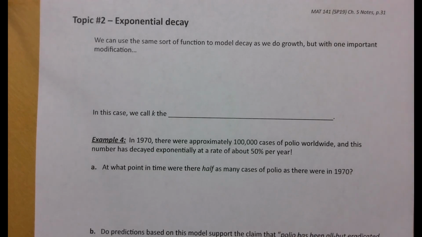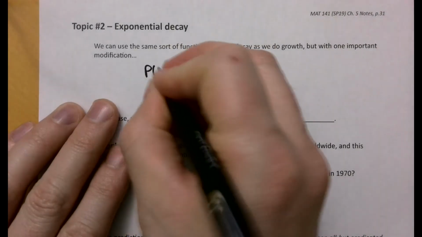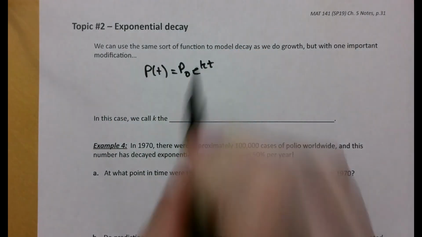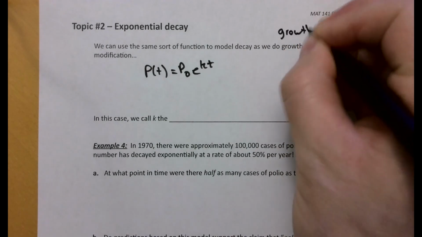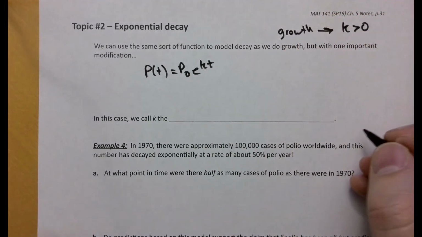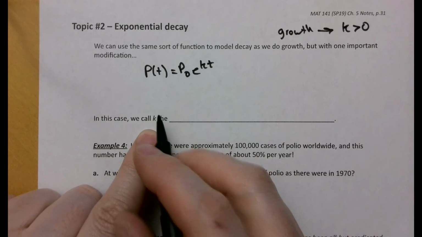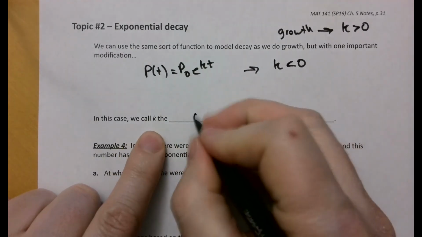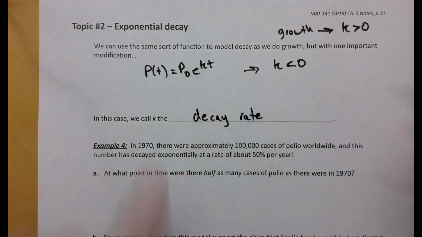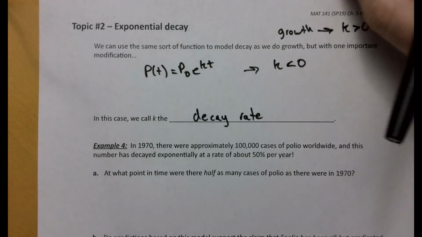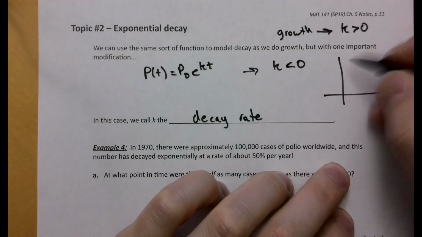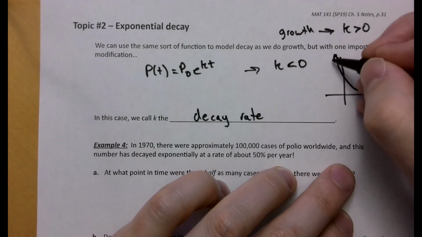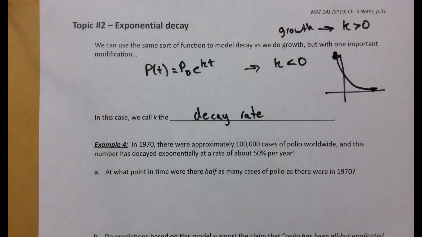So we can use the same function that we used before: P of t equals P naught e to the kt. Remember, this was for growth, and growth corresponded to a positive k value. But here, there's one quick modification. Now our k value has to be negative, and we would call k the decay factor, or the decay rate. If you recall back from 5.2, our graphs look something like this when we talk about exponential decay, where P naught is a positive value.